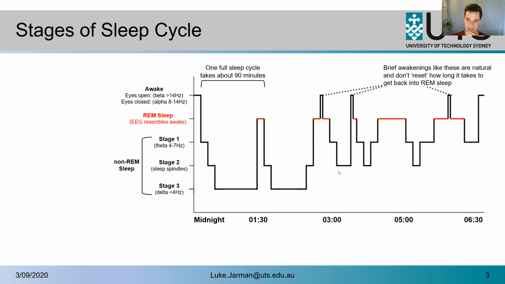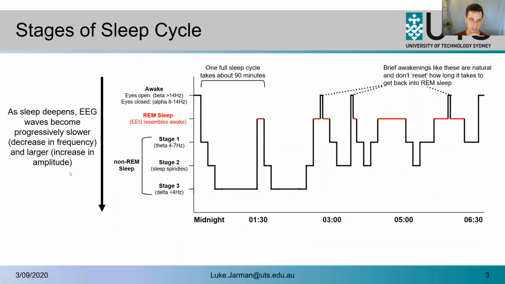Interestingly, in the later half of the night, this person is skipping their stage 3 of sleep. Another couple of points. Just drawing your attention to the left here, as sleep deepens, so the longer you are asleep for, your EEG waves become progressively slower, so they decrease in frequency, and they become larger, so they increase in amplitude. And that's just what this area is trying to convey.